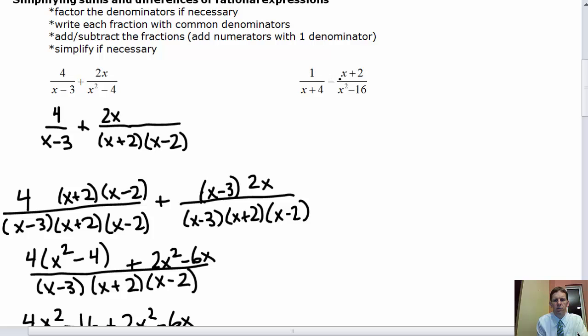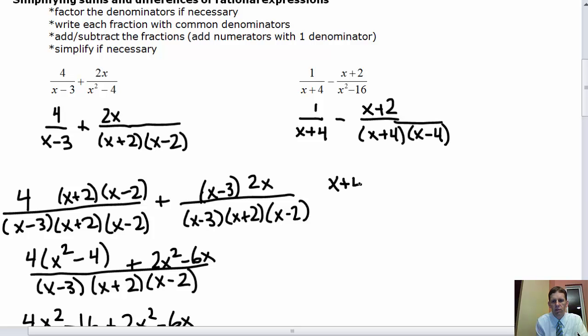We have 1 over x plus 4 minus x plus 2 over x squared minus 16. Obviously, we can't factor out x plus 4 any further. However, we can factor the denominator of the second fraction. It's a difference of squares. It's going to turn into x plus 4 times x minus 4. Because both of these terms have x plus 4 in the denominator, that's going to be one of our least common multiples. We also have this x minus 4 as well.